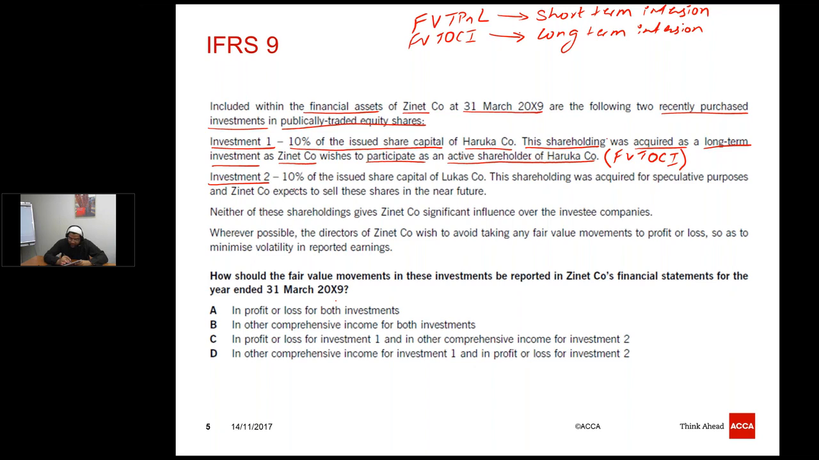And then investment 2, the question says, is 10% of the issued share capital of Lucas Company. This shareholding was acquired for speculative purposes, and Zynet Company expects to sell these shares in the near future. So the intention is short term, so these will be classified in fair value through P&L. Neither of these shareholdings gives Zynet Company significant influence over the investee companies, so we don't have influence. If we had had influence, that would become an associate and would not fall under IFRS 9.